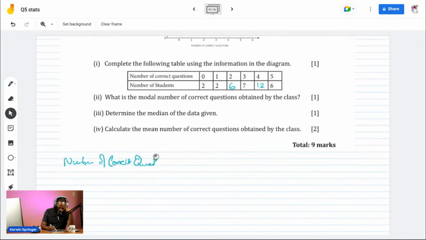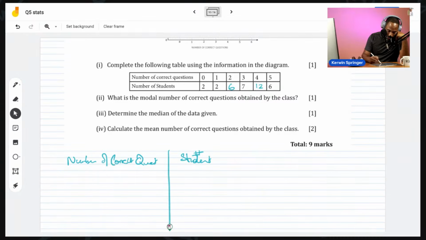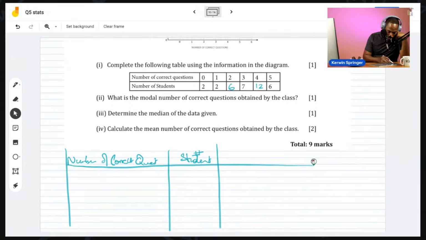Then I have student number, or number of students. Okay, let's do this first. Let's say I have 0. 2 students got 0. 2 students got 1. 6 students got 2. 7 students got 3. 12 students got 4. And 6 students got 5. So this is the frequency.